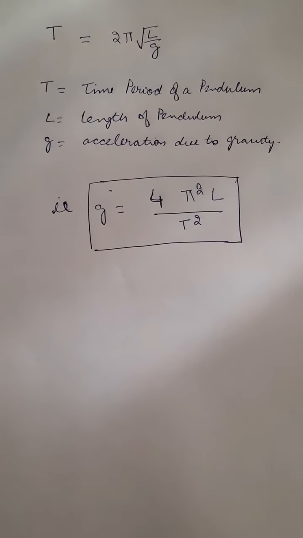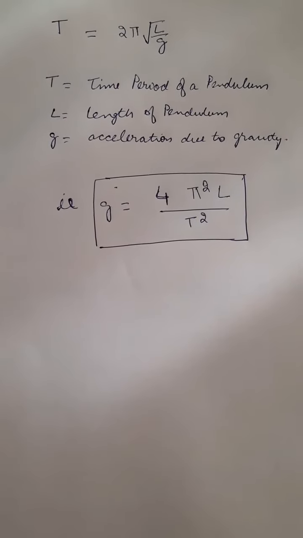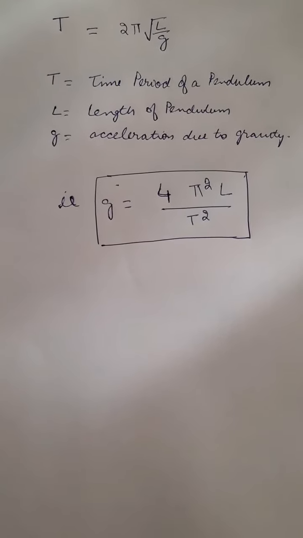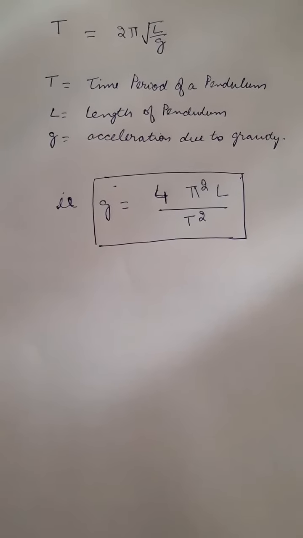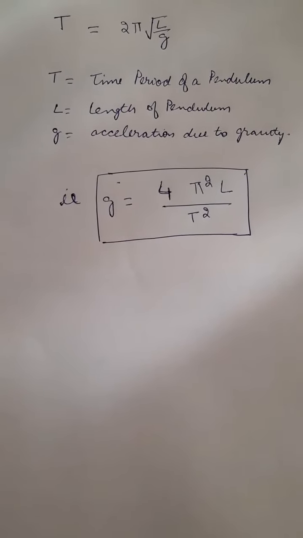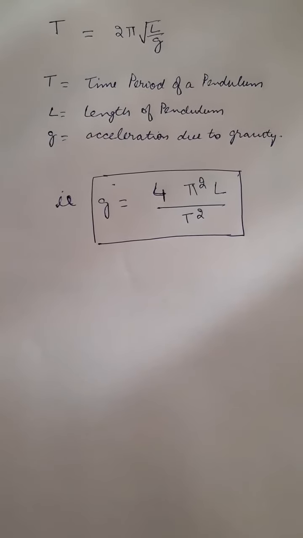Now let's discuss the formula to be used for this experiment. T is equal to 2 pi under root L by g, where T is the time period of the pendulum, L is the length of the pendulum, and g is the acceleration due to gravity. That is, g is equal to 4 pi square L divided by T square. After the formula, let's discuss the procedure for this experiment.